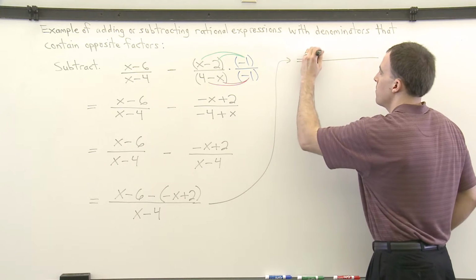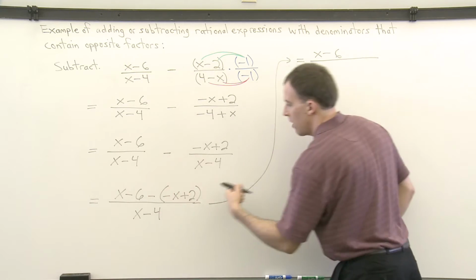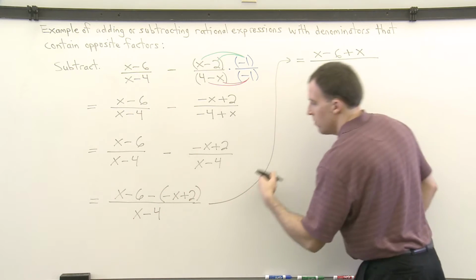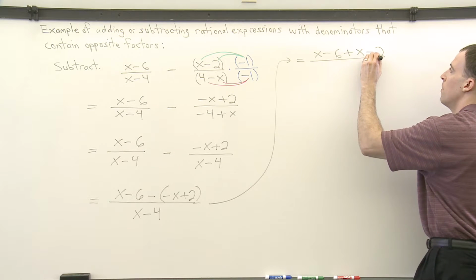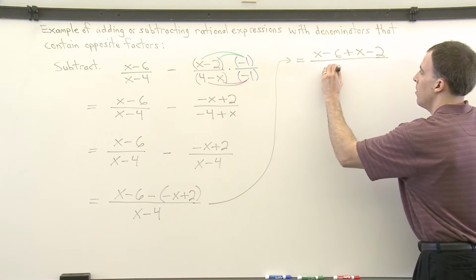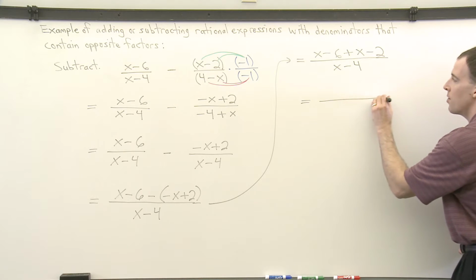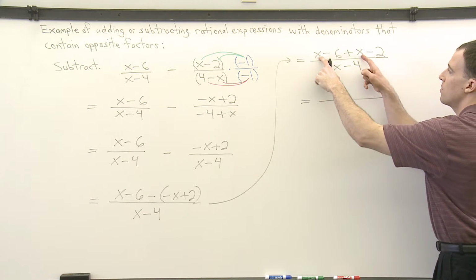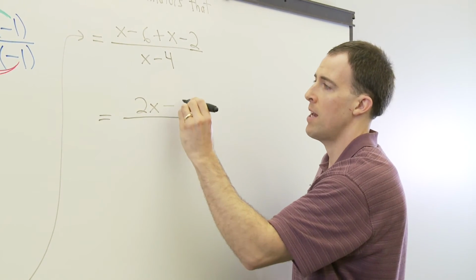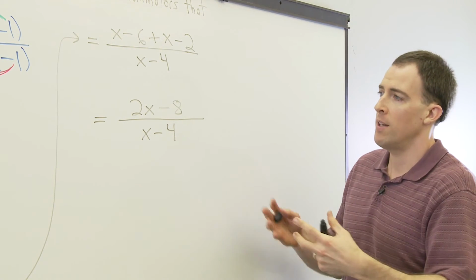let's see, x - 6, I'm going to distribute that negative symbol there. So negative distributed to negative x makes it a positive x. And the negative distributed to the positive 2 makes it a -2. So we've got x - 6 + x - 2 all over x - 4. Continuing then, we've got like terms in the numerator that need to be combined. x plus x is 2x, and -6 and -2 add up to -8. And that's all over x - 4. So we've combined like terms in the numerator.